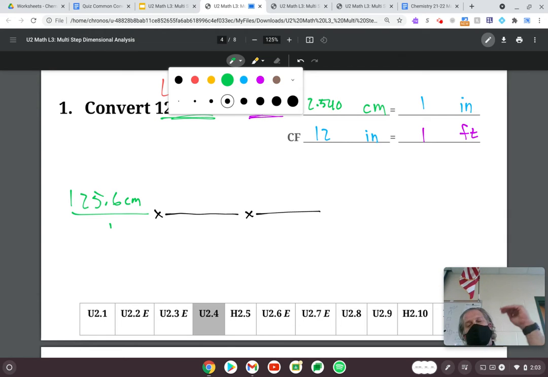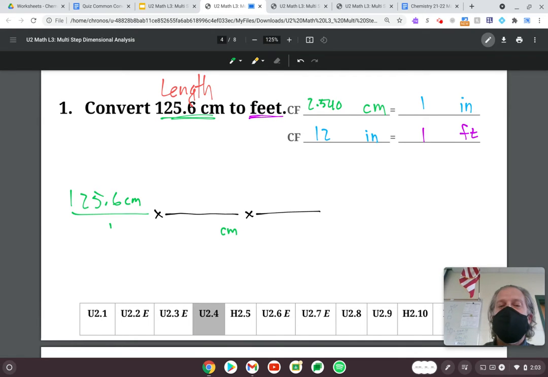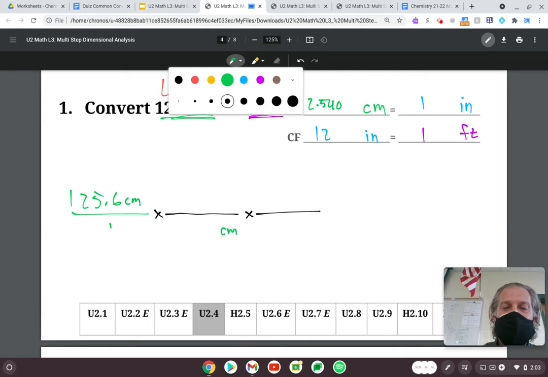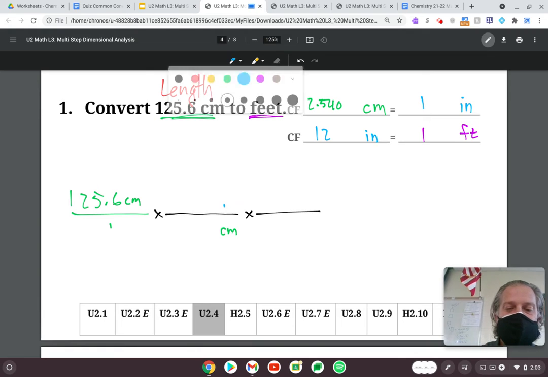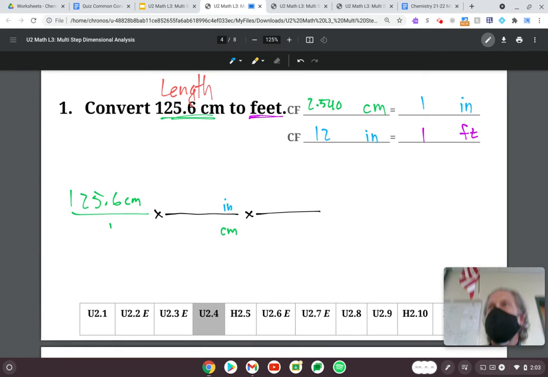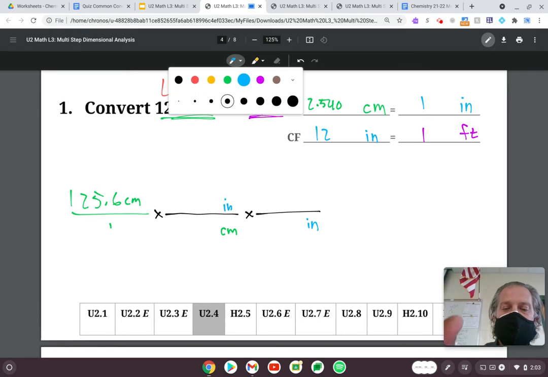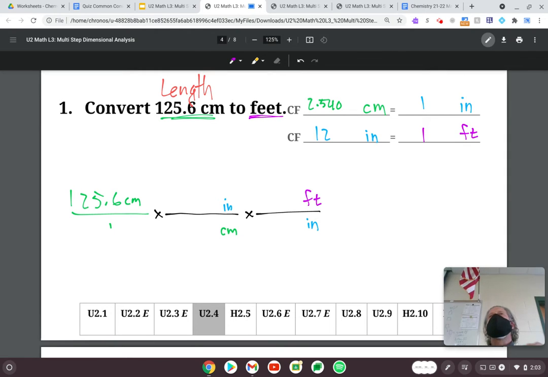So if I have centimeters on top in my given, I need to have centimeters on the bottom. And if centimeters are equal to inches, I'm going to put inches on the top. And if I have inches on the top, I'm going to put inches on the bottom. And I'm going to end up with feet. And then I'm going to go back and fill in my values.